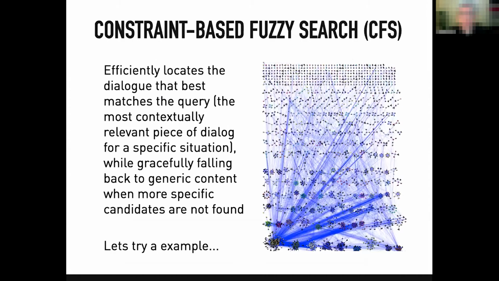And the mechanism Dialogic uses to support this sort of spectrum is called Constraint-Based Fuzzy Search, or CFS. And it works with find, which is one of the 8 primitives in Dial. And I'll just go through one very simplistic example to give a high-level idea of how it works.